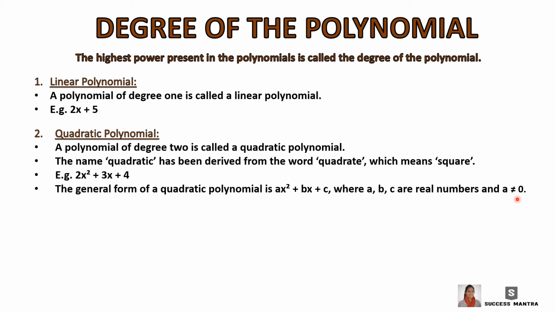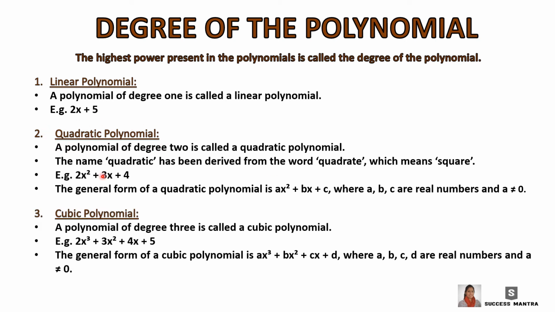Why a can never be 0? Because if a is 0, this expression will become bx plus c. Then it is not a quadratic polynomial, it will be a linear polynomial. So a should never be 0 in the case of a quadratic polynomial.